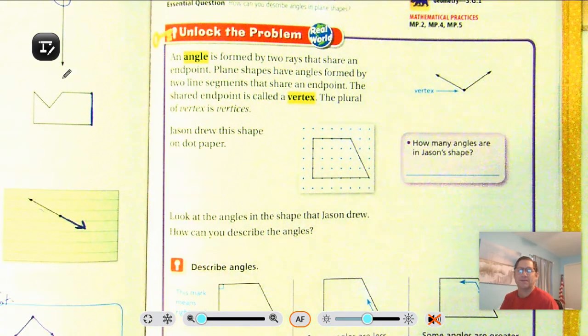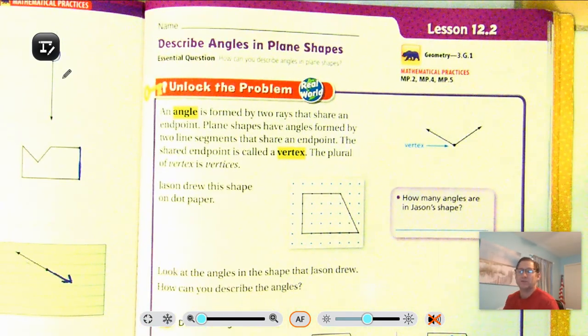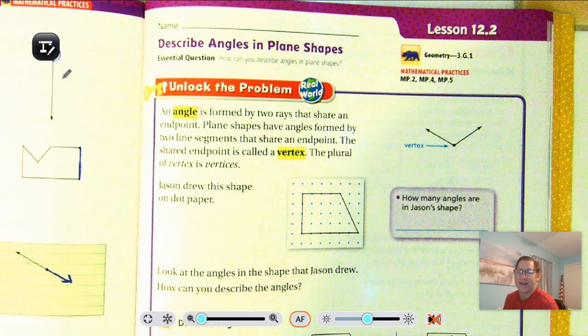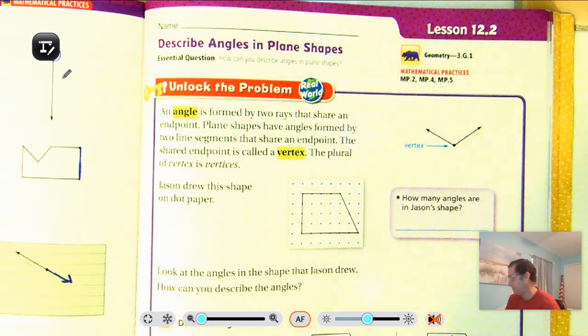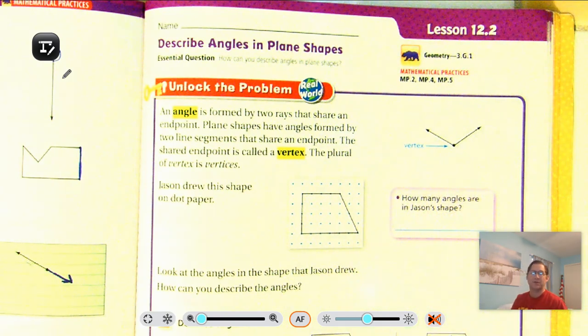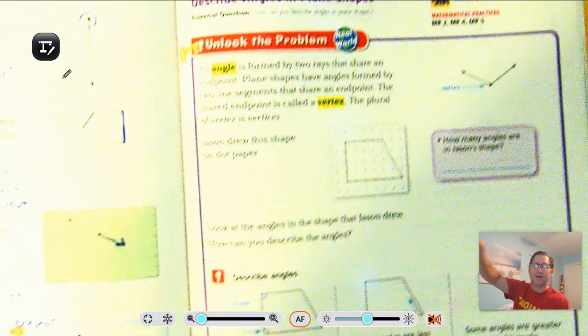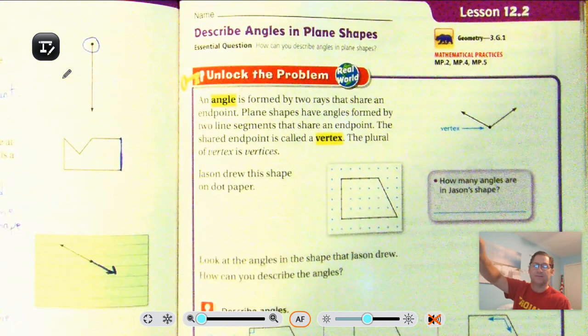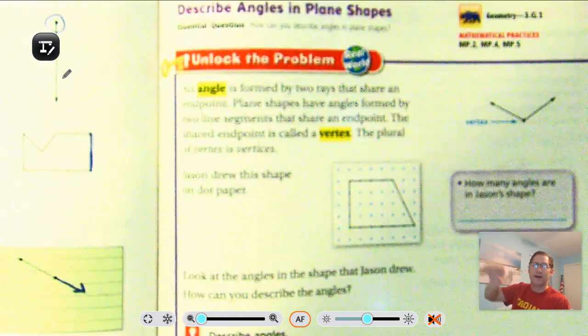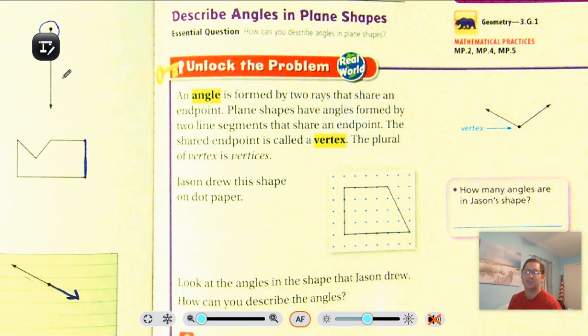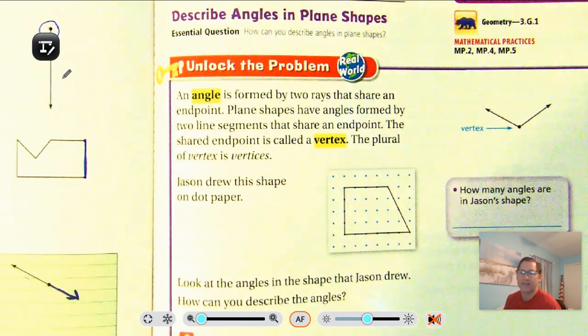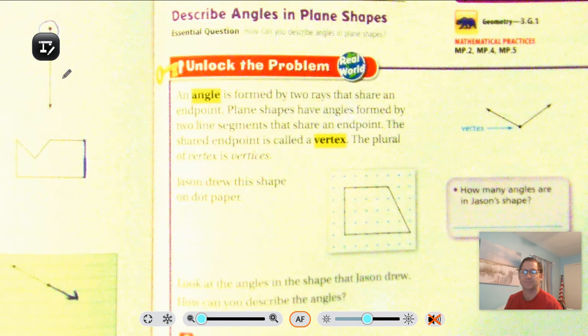Hello everybody. So today we're going to discuss lesson 12.2, describe angles in plane shapes. We're on page 509 of the third grade Go Math textbook. Our essential question that we should be able to answer by the end of our lesson is, how can you describe angles in plane shapes? So remember, a plane shape is a flat surface.